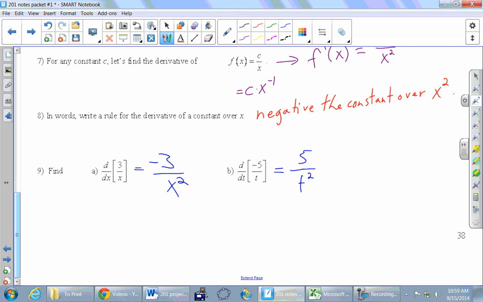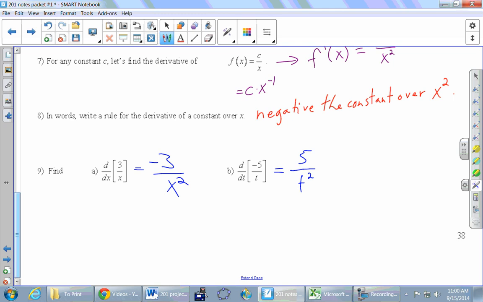Here's the deal. You don't need to memorize that one. You're going to memorize a bunch of rules on this page. You don't need that one, as long as you're willing to go through the trouble of first rewriting it as a constant times x to the negative 1, then taking the derivative, c times negative 1, x to the negative 2, and then finally putting that x to the negative 2 back downstairs. But personally, I have found it very advantageous to just memorize this as a separate rule. It comes up so often, and I don't feel like doing that same calculation over and over again.